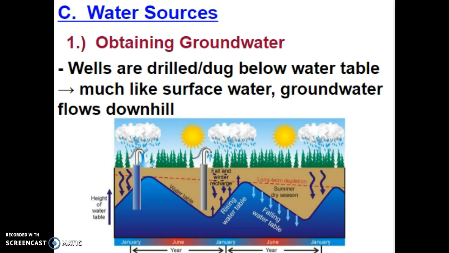So how do we get our groundwater? We have to dig wells below the water table. Much like surface water, groundwater also flows downhill. So you have to get far enough below the water table in order to keep a constant supply of water. Otherwise, at certain times of the seasons, the water table can change. Generally in the springtime, when we have lots of heavy rains and snowmelt, the water table is very high. During the middle of August, when it's very dry, the water table can be a little bit lower.